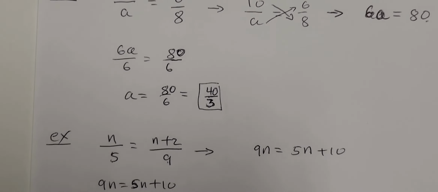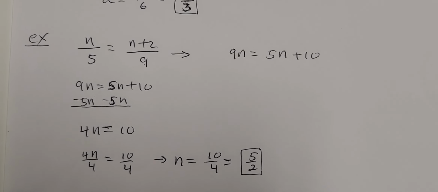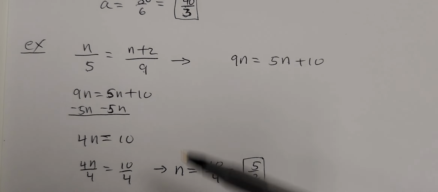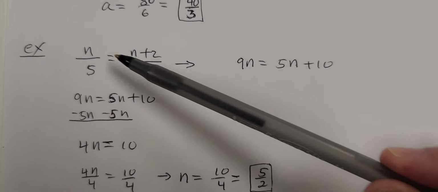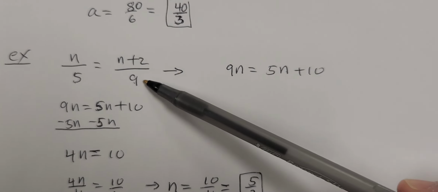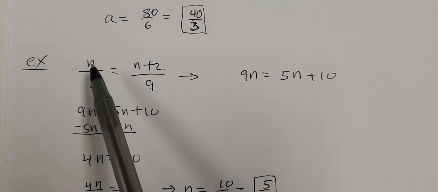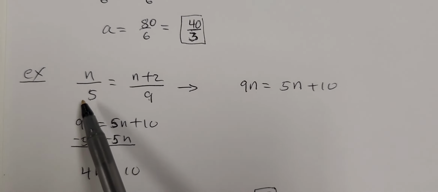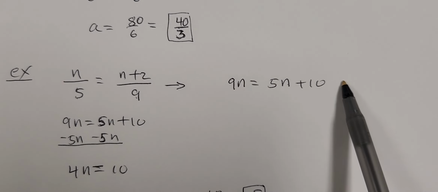Okay, next example, similar situation, just a little bit more algebra. One side equals another side, so cross multiply. So n times 9 is 9n, equal to 5 times n, which is 5n, plus 5 times 2, which gives me 10.